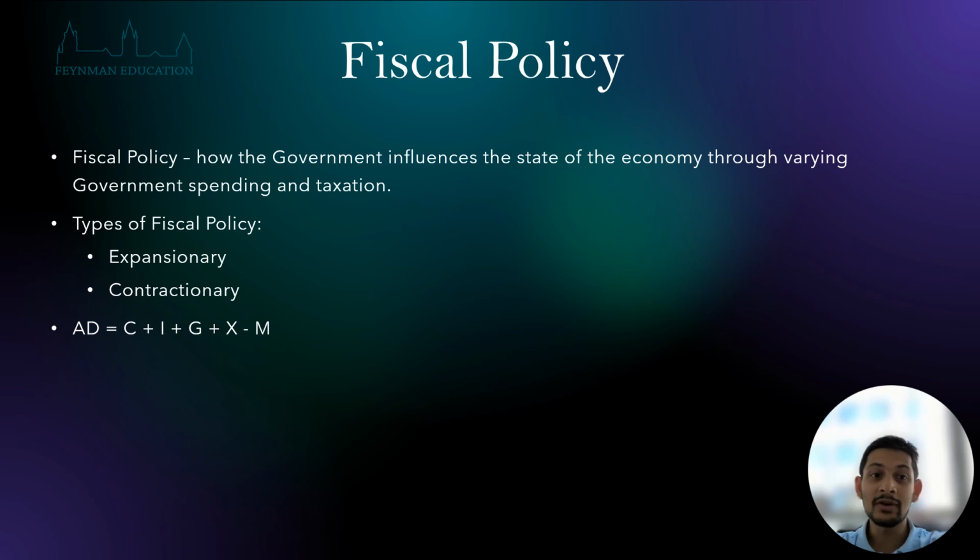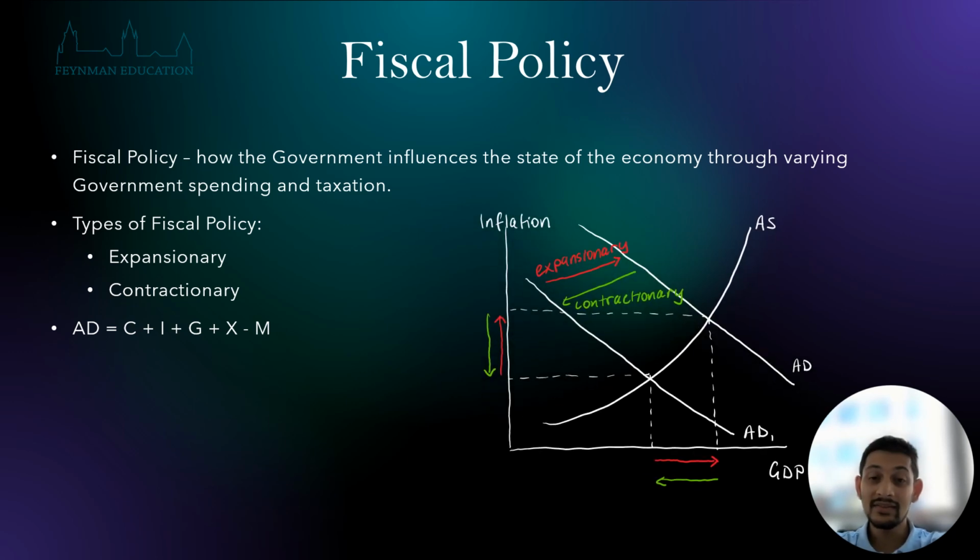And you have to remember the equation: aggregate demand is equal to C plus I plus G plus X minus M, where C is consumption, I is investment, G is net government spending, X is exports, and M is imports. That's the diagram there, which shows you if we were to have expansionary fiscal policy, we're moving aggregate demand out to the right, which would cause GDP to increase and inflation to also increase. Whereas contractionary would move aggregate demand to the left, which would cause GDP to decrease, but your aim is inflation would also decrease.